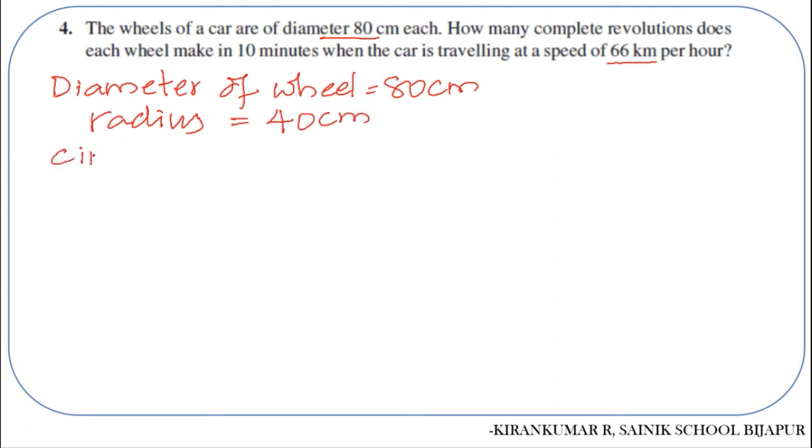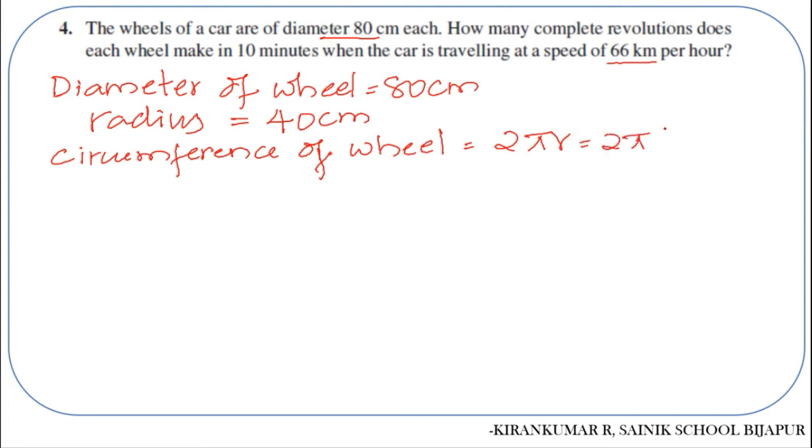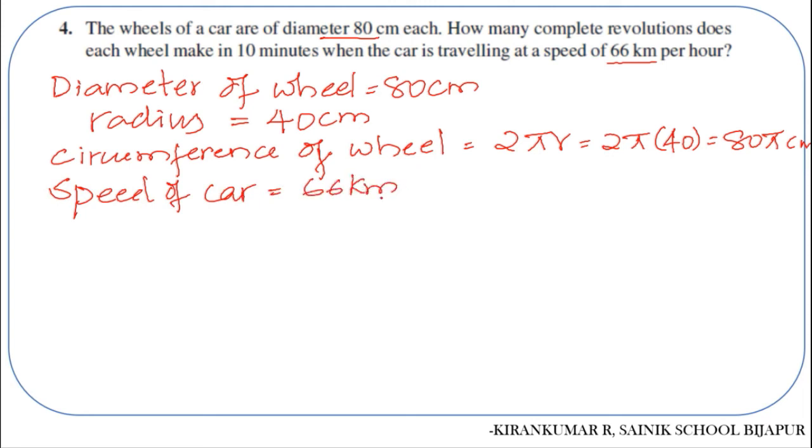We can find out the circumference of the wheel. The circumference of the wheel will be equal to 2 pi r. We substitute the r value as 40. We get 80 times pi, in centimeter. They have mentioned the speed of the car, which is 66 km per hour.